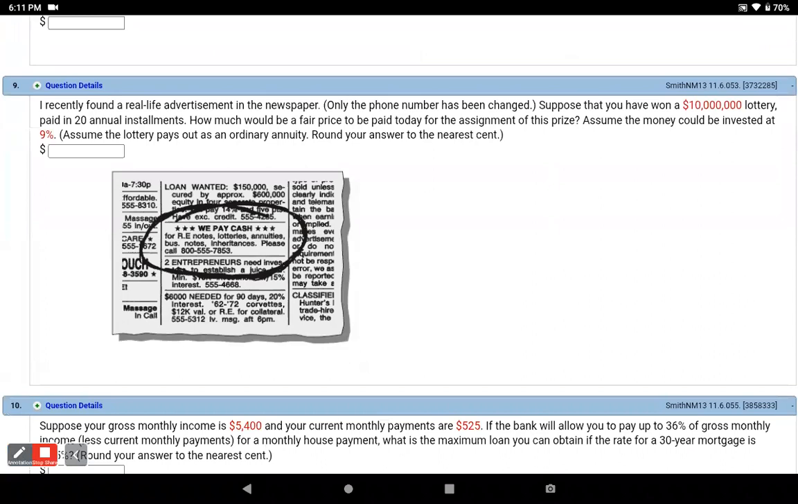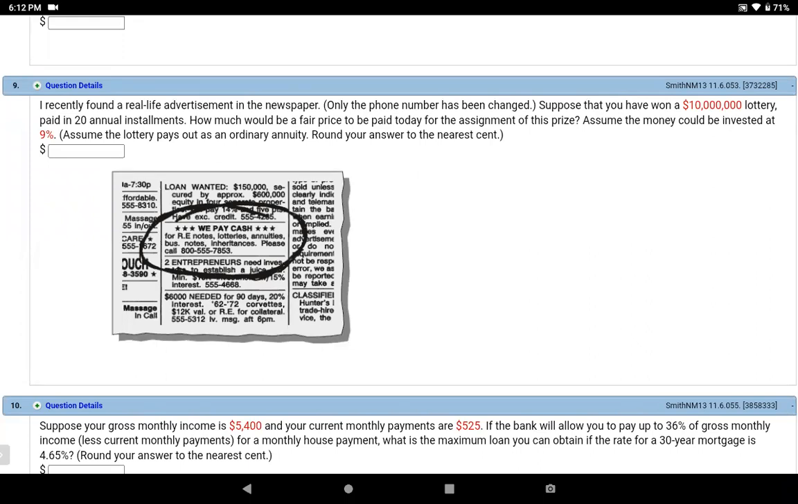Number 20. I recently found a real life advertisement in the newspaper. Only the phone number has been changed. Suppose that you have won a $10 million lottery paid in 20 annual installments. How much would be a fair price to be paid today for the assignment of this prize? Assume the money could be invested at 9%.